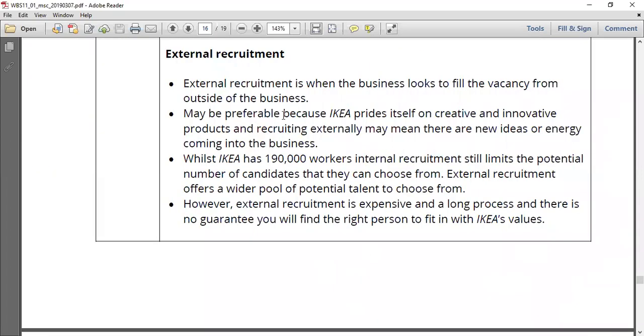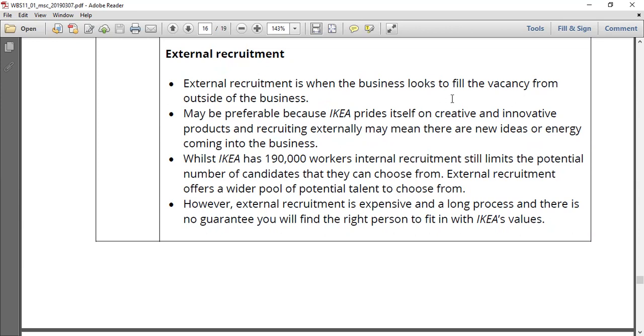External recruitment is when the business looks to fill the vacancy from outside the business, that is the definition part. Then maybe preferable because IKEA prides itself on being creative and innovative. But some students, I have seen when I'm marking these papers, write both definitions in the beginning: internal recruitment is this, external recruitment is this. And then, starting from internal recruitment, two positives and two negatives. Then go ahead with external recruitment, two positives, two negatives. And then they go to the conclusion, both methods are okay. Like that, we can say something at the end.